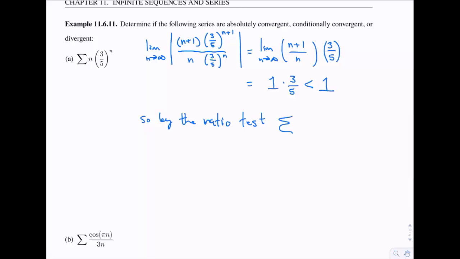So by the ratio test, we know that our series right here is absolutely convergent, which is kind of a silly thing to say because our series is all positive, right? So if you took the absolute value, it wouldn't do anything, right? But okay, it is absolutely convergent, certainly.